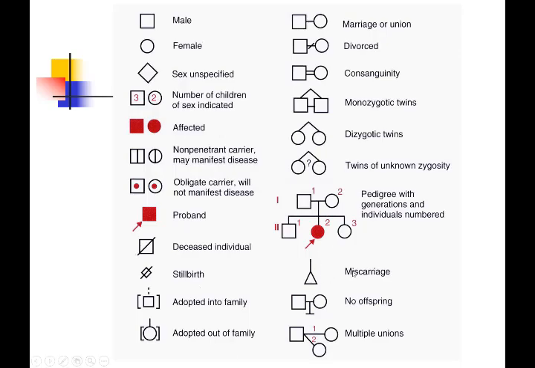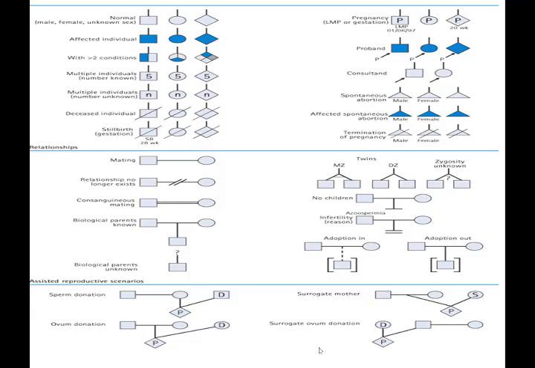Okay, the symbol for miscarriage is a triangle. No offspring, which is infertility, is just a line across the pregnancy line. And multiple union is when this guy had 2 wives. That's how you draw the symbols. Now, the top part of this slide, you don't need to pay attention to. Just the bottom.